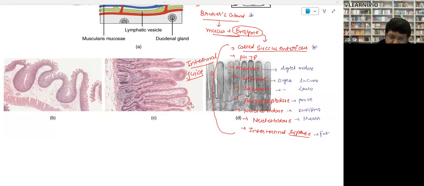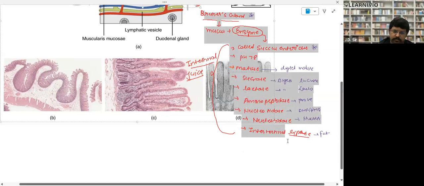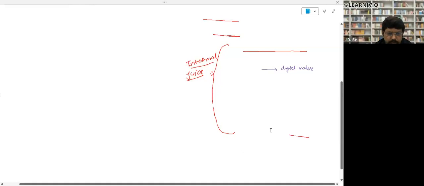Maltase, sucrase, lactase, aminopeptidase, nucleosidase, nucleotidase, and intestinal lipase. Now I think it should be more clear. Note down.